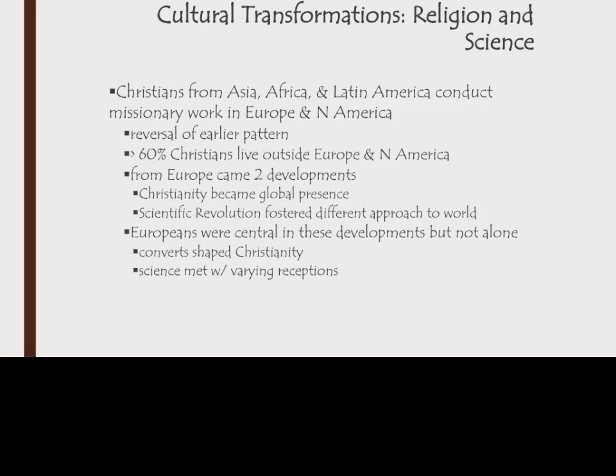Out of Europe came two developments during the early modern period. Christianity became a global presence, and the scientific revolution fostered a completely different approach to how the world was viewed. And Europeans were central players in these developments, but they did not act alone. People who converted shaped Christianity. And science also met with varying receptions in other regions around the globe.